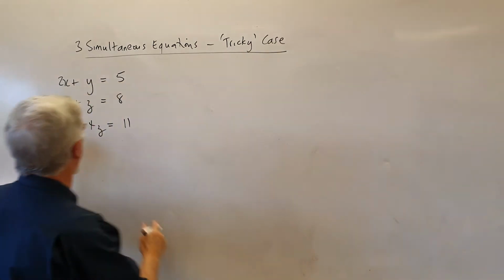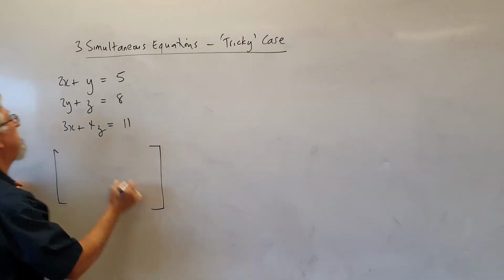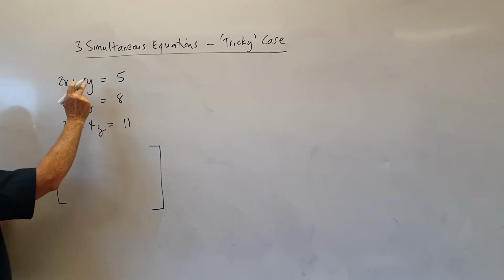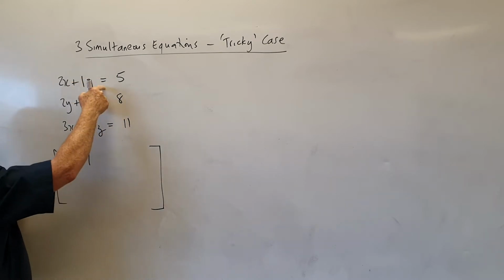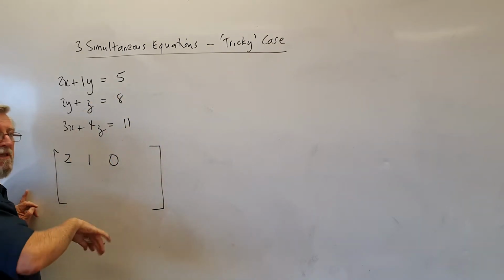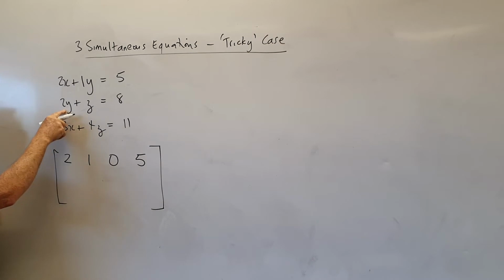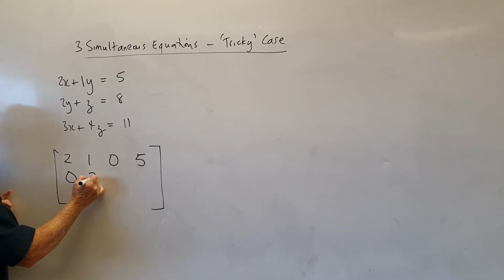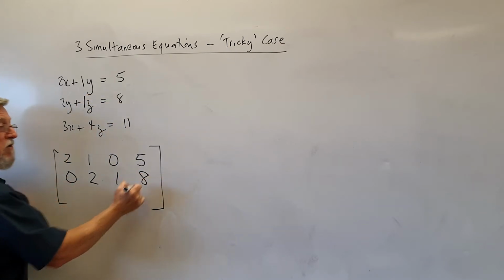So here we go. If I write that as an augmented matrix, what am I going to have? That will be a 2. The coefficient of the X is a 2. The coefficient of the Y is a 1. There's no Z, so the coefficient of the Z is 0. And then the constant, the number by itself, is the 5. There's no coefficient for X, so we put 0 for that. But there is a 2 for the Y. There's a 1 for the Z, the coefficient of Z, and there's an 8 again for the constant.